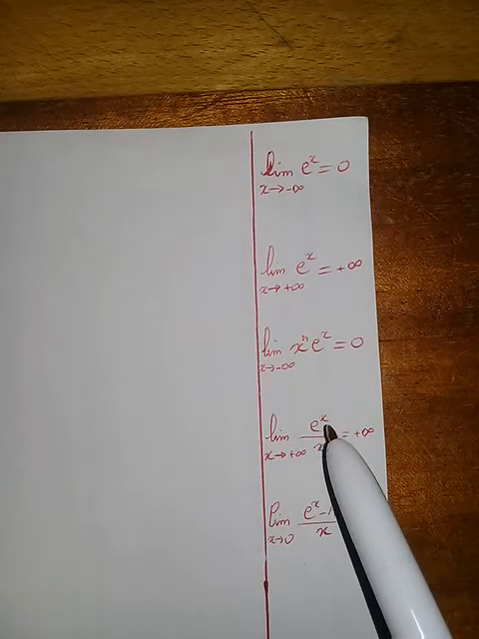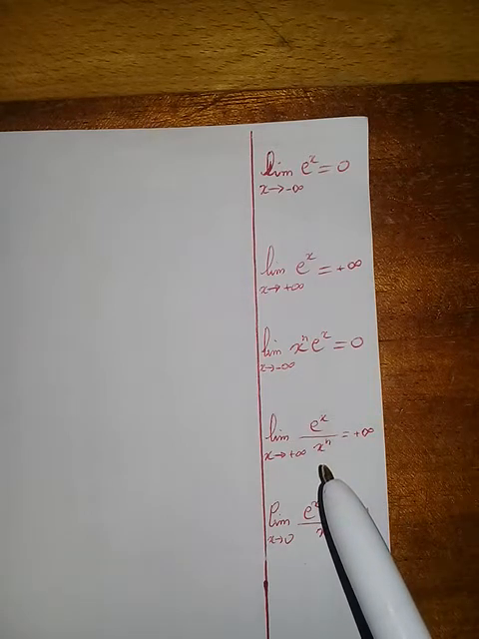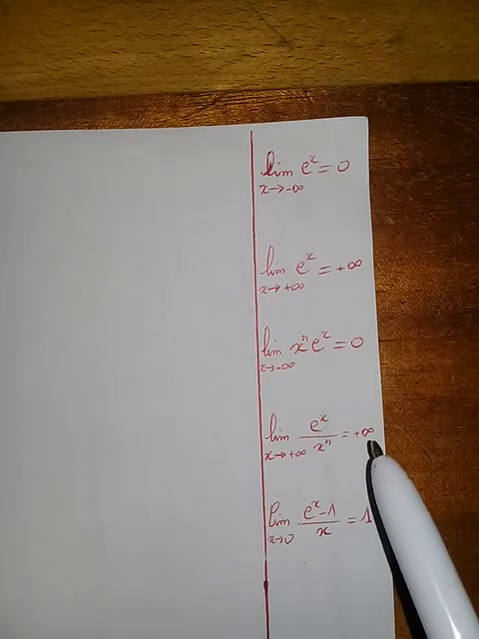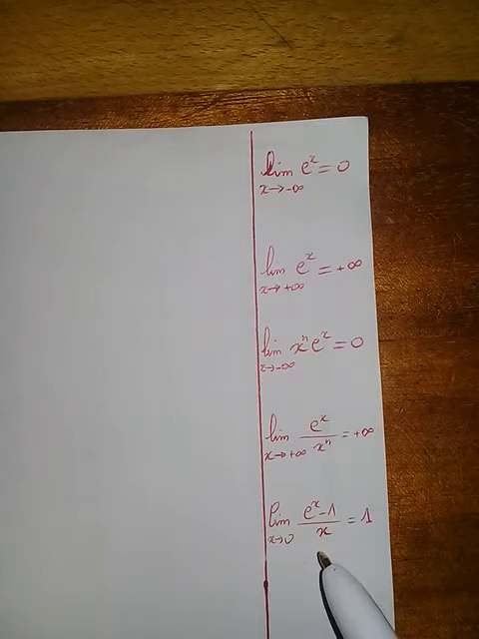because e to the x is very strong. When x to the n is large, this is infinitely larger, so we get positive infinity. And the derivative at 0, it's the limit when x goes to 0 of e to the x minus 1 over x is 1.